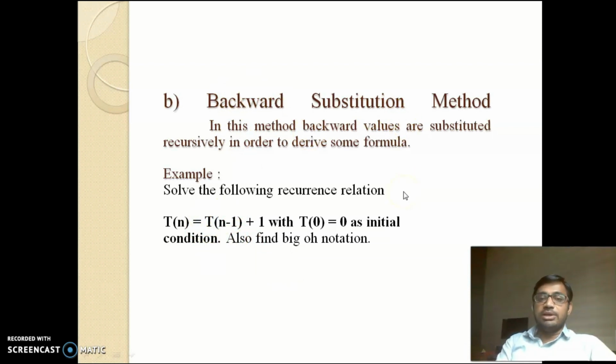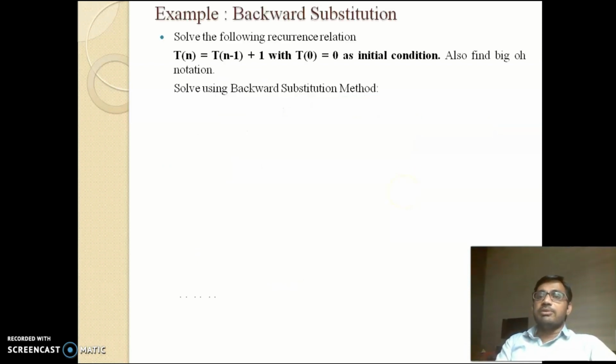So let us solve this recurrence equation by using backward substitution method. As we discussed, in backward substitution method we have to substitute backward values until we get some formula. Our initial term given is T of n is equal to T of n minus 1 plus 1. This is our equation number 1, and it is already given. Now we have to find the backward value.